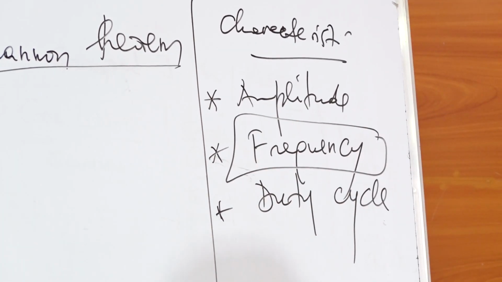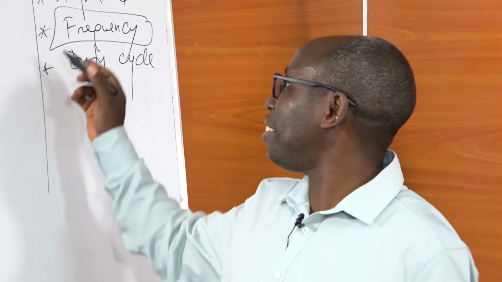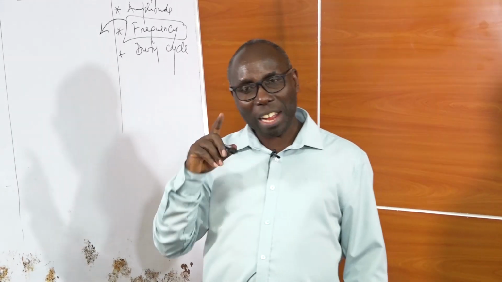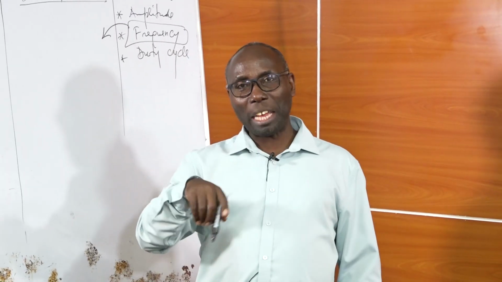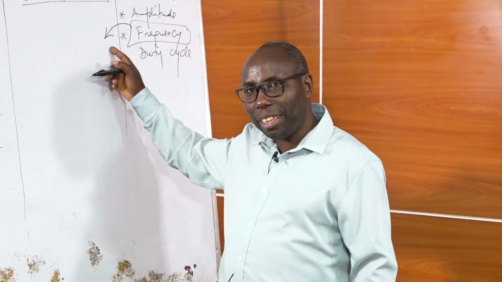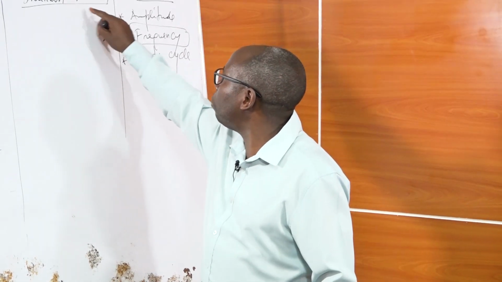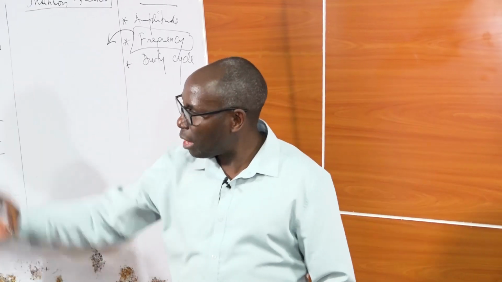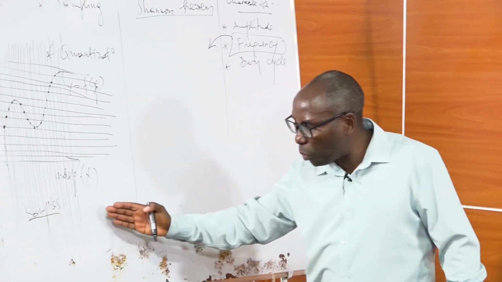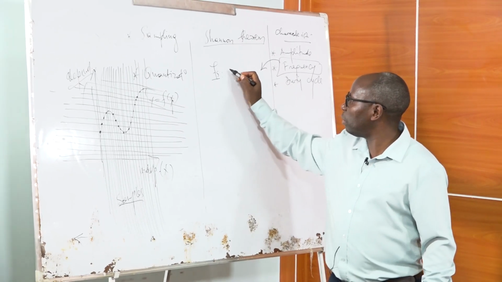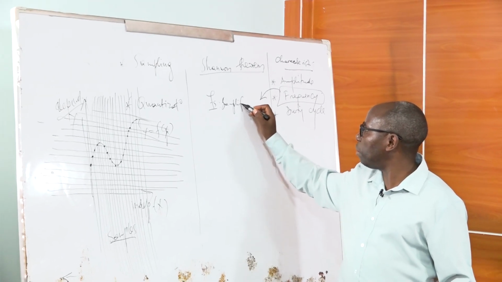Now, I am very much interested in frequency. This important characteristic is the one which differentiates signals. We will base on this to differentiate signals. And this frequency is the characteristic this theorem is based on. How is it? When we sample, there is a frequency with which we are sampling. This one is called FS. It is sampling frequency.